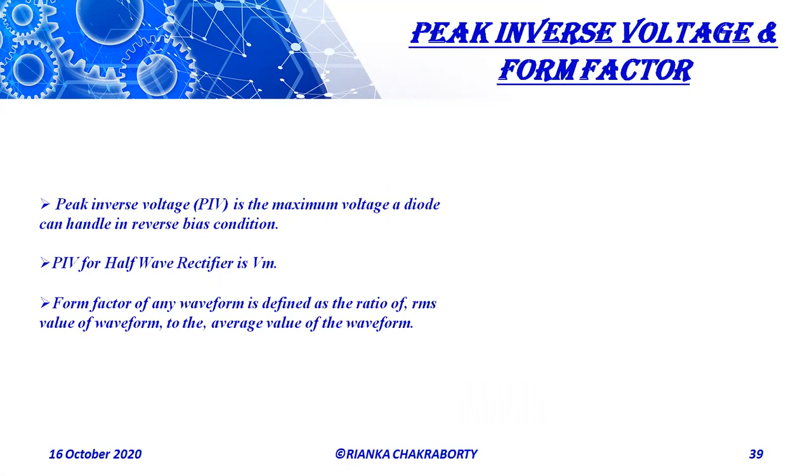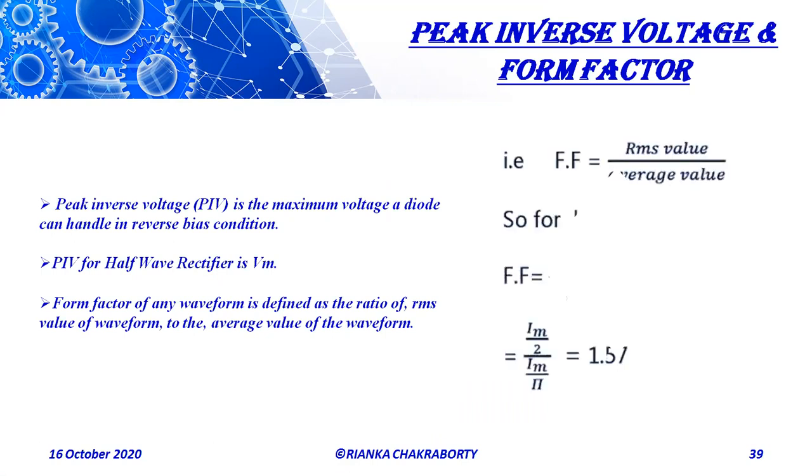Now, what is the form factor? Form factor is defined as the ratio of RMS value of waveform to the average value of the waveform. So, form factor equal to RMS value by average value. We know the IRMS value and IDC value for half-wave rectifier. We know that IRMS equal to Im by 2 and IDC equal to Im by pi. So if we calculate this, we get the form factor equal to 1.57. So the value of form factor for half-wave rectification is 1.57.